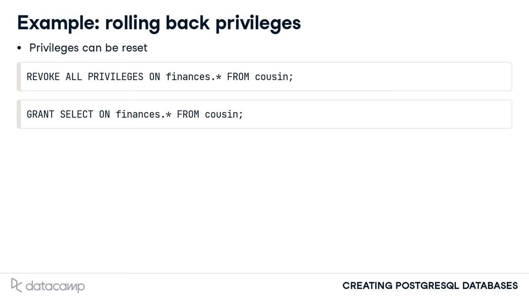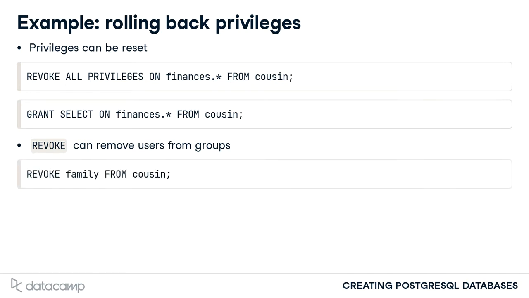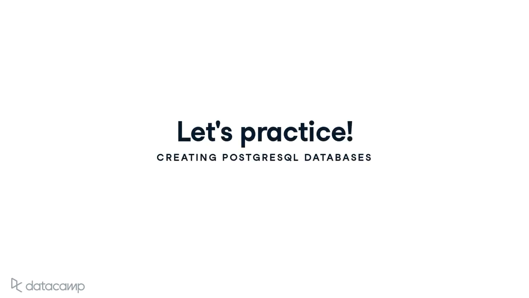Revoke can also be used to remove users from groups. You decide to use this command to remove the cousin user from the family group to enforce the restricted privileges that were just applied. Now you can feel confident that your finance data will finally be safe from your cousin's experimentation. Now that you've seen how to undo the granting of privileges and group membership, it is time to practice.